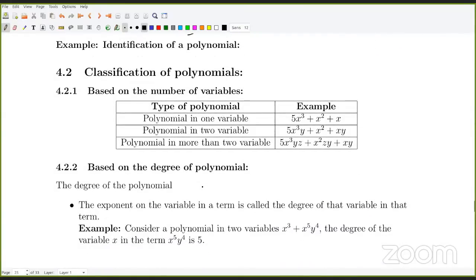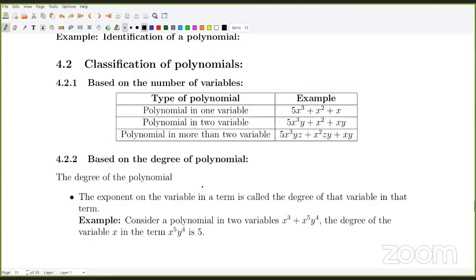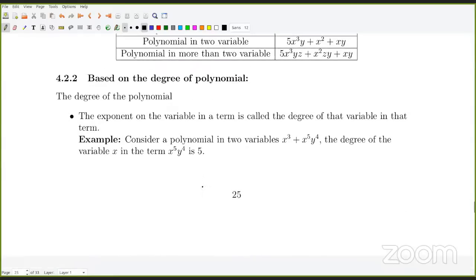This classification is not required, so don't go through this classification.